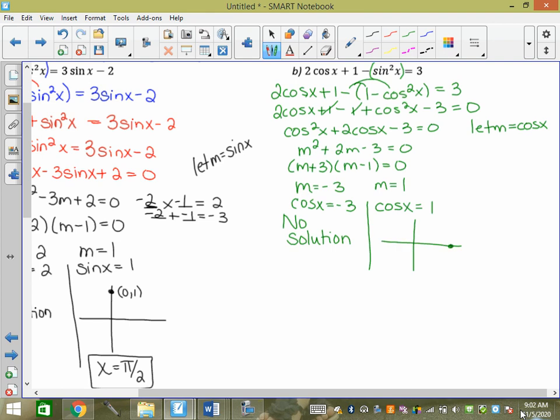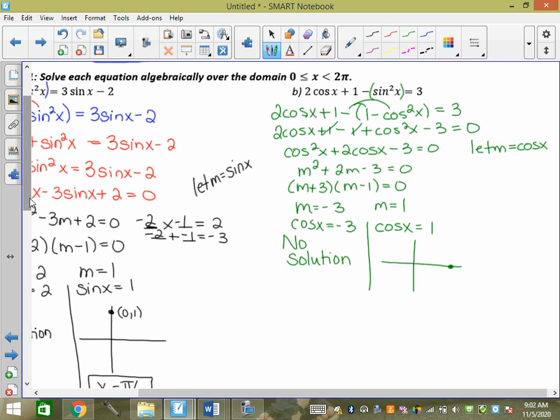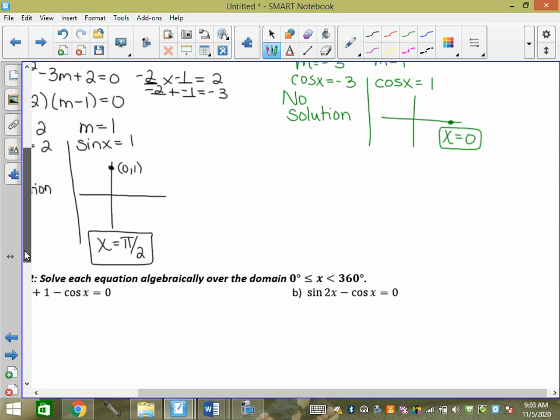So the problem with that is we have to go and actually look at the domain. Does the domain include 0? Is there an equal to sign in the domain? Yeah, but does it include 2 pi? No. So my only solution is 0. Make sure you watch your domain. Look at the restrictions, right? Okay, we're going to look at this one.